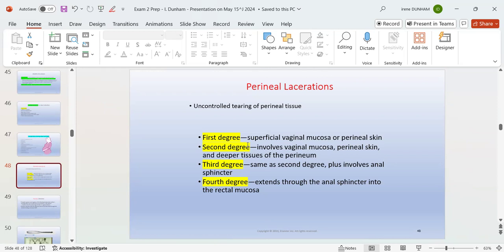Okay, you might think, okay, I'm only going to start out with a second degree. That's all I have to cut. But as the baby's head comes down and out, it puts a lot of pressure on that soft skin, and it can just tear it, and it can go thicker. It can go deeper. Okay. All righty.